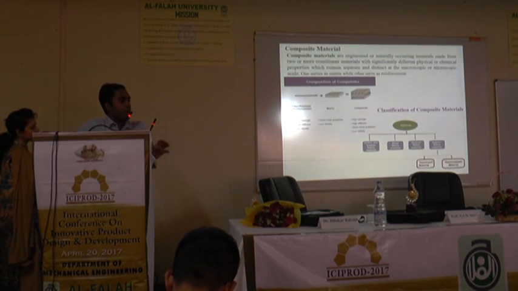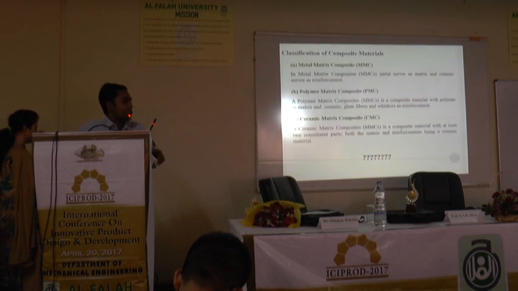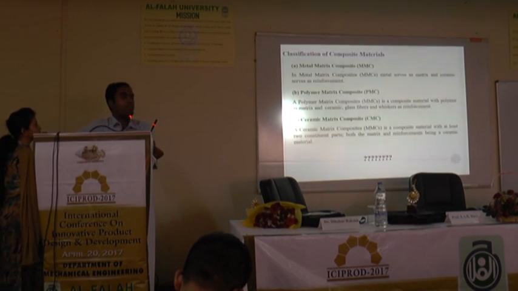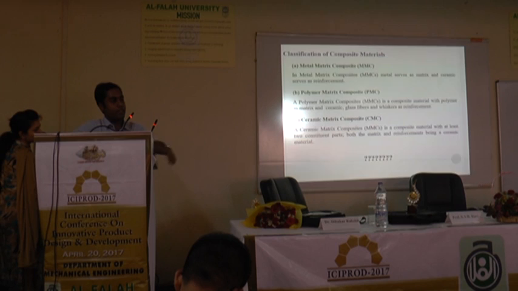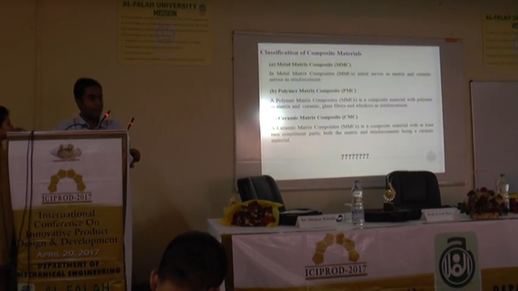Now, when we are talking about composite material, it can be classified on the basis of two things. First, on the basis of the matrix, and second, on the basis of the reinforcement which is being added. Next slide, please. On the basis of matrix, the composite material is of 5 types. I have written 3 types over here. First is the metal matrix composite, second is the polymer matrix composite, third is the ceramic matrix composite.